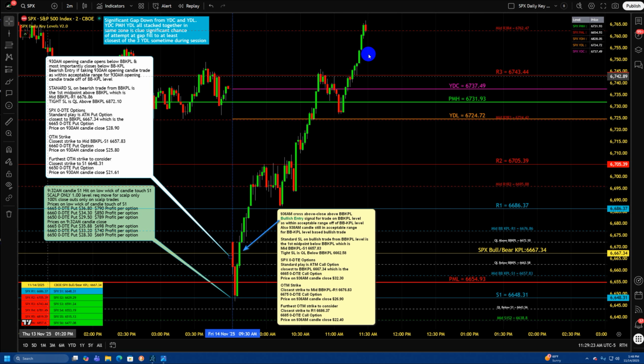Okay, now let's look at the prices. On the 66.65, it is 28.90 on the close of this 9:30 a.m. candle. The 66.60 is 25.80 and the 66.50 is 21.61. If you're not familiar with how options work, you take the price that you're paying for the option, multiply it times 100, and that is your cost of one option.